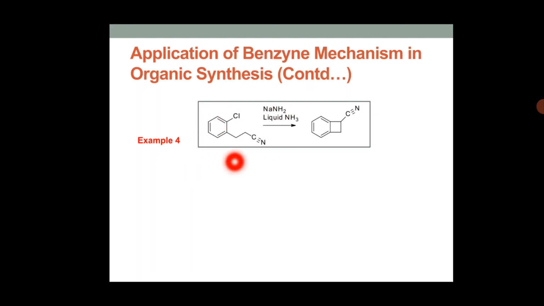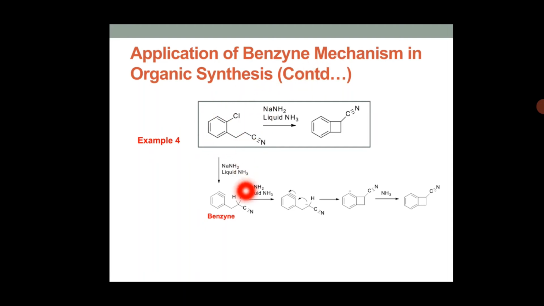Again, this is an aryl halide. So can we think of again a benzyne intermediate which will lead to this compound? Yes, let's see. When a chlorobenzene derivative like this is treated with sodamide and liquid ammonia, we get this benzyne intermediate.